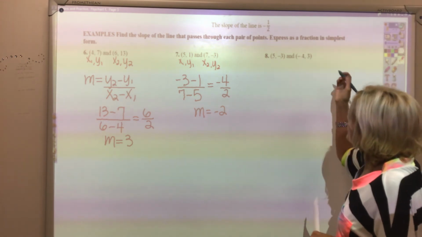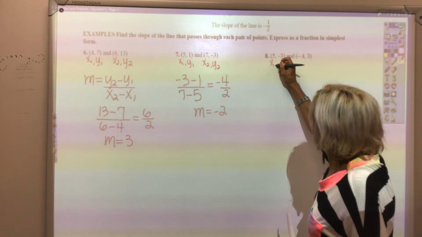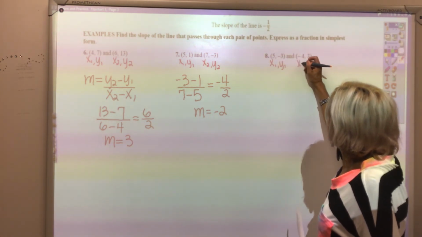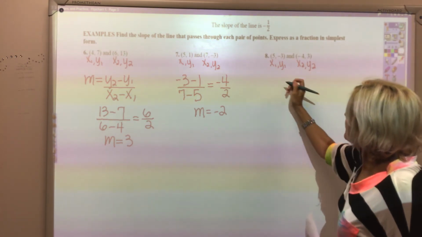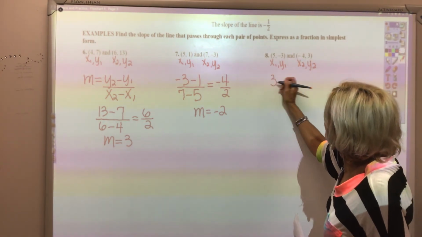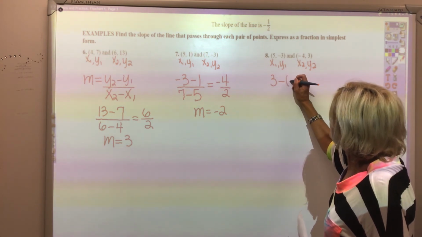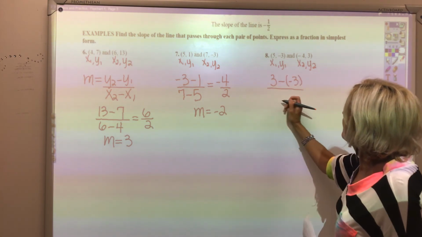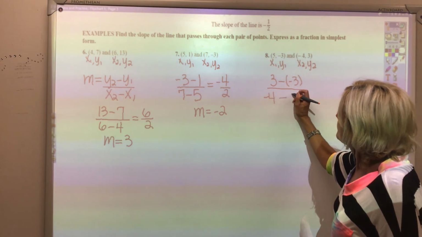All right, on number 8, we're going to label x1, y1, x2, y2. We're going to take y2, which is 3, minus y1, which is a negative 3, over x2, which is negative 4, minus 5.